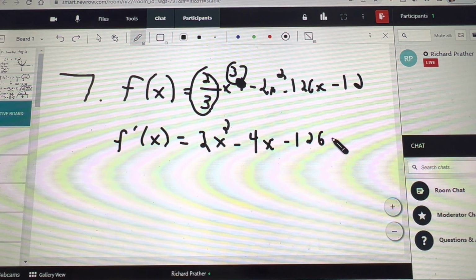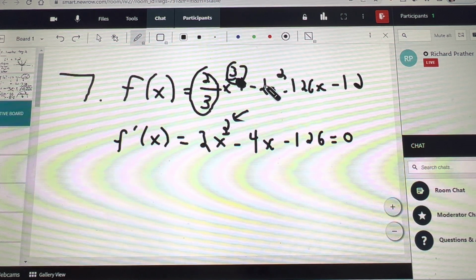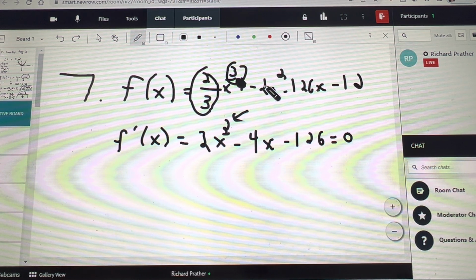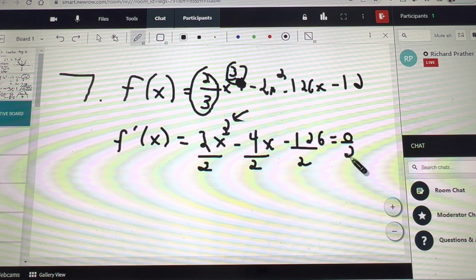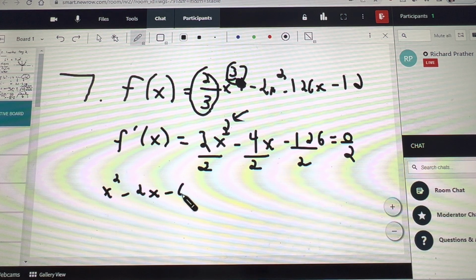Set this equal to 0 and find what makes it 0 because it's squared in the derivative. The derivative is always 1 exponent less than the original if you get polynomials. That means I can have a maximum of 2 critical numbers. We could also divide everything by 2 to make these numbers smaller because we have it set equal to 0. So I'm left with x squared minus 2x minus 63.